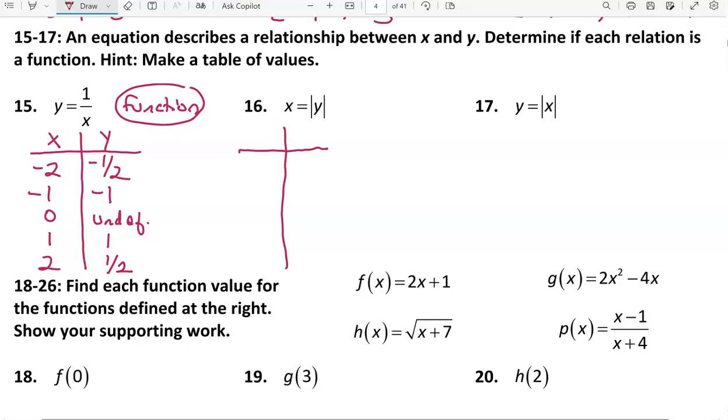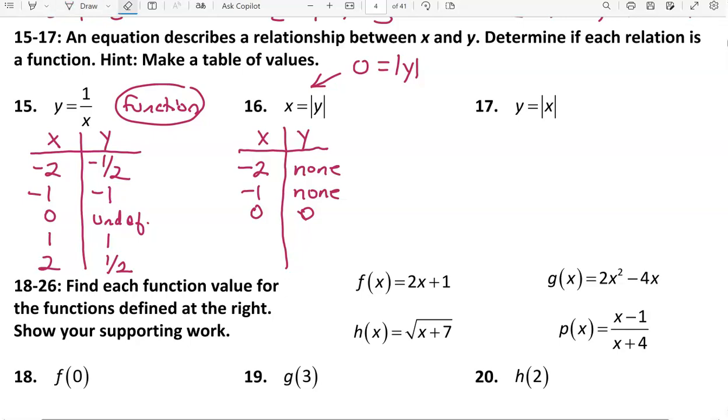For number 16, let's say that x is -2. If x is -2, we have to think -2 is equal to the absolute value of y. Is there any number whose absolute value is equal to -2? There is no y value to go with that one. And so now let's replace x with another value, -1. And again, there is no y value to go with that one. What if we replace x with 0? Then the y value has to be 0. The absolute value of 0 is 0.